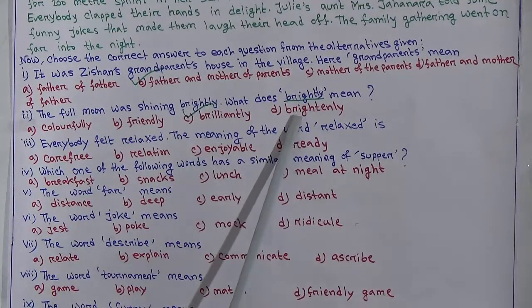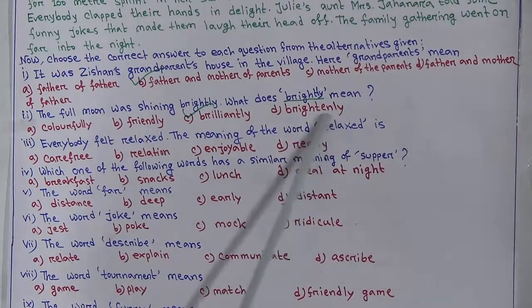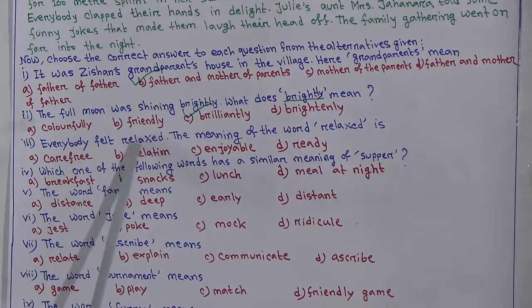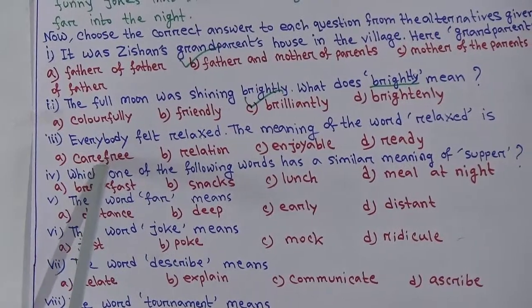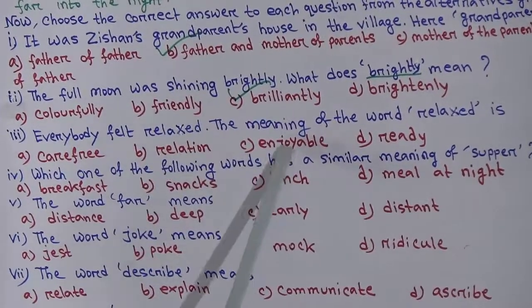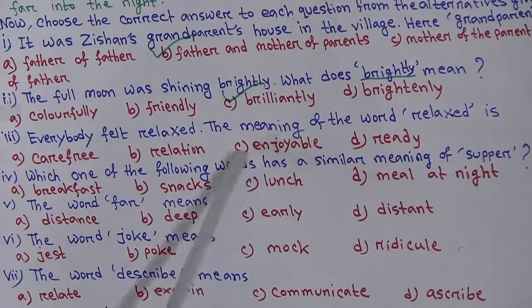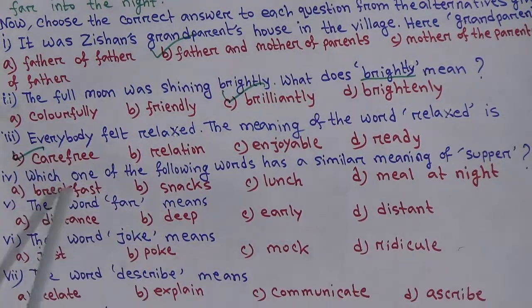It was the verb from brighten. It comes from the verb brighten, so it can be the word brightly. So the correct answer is brilliantly. Number 3. Everybody felt relaxed. Relax means carefree. Ready, enjoyable and relation are not the meaning of relax. Relax means carefree, a situation where there is no work.